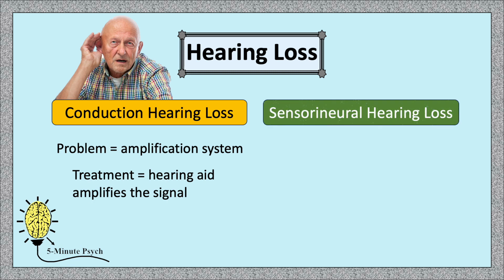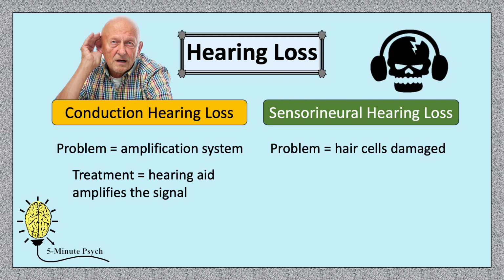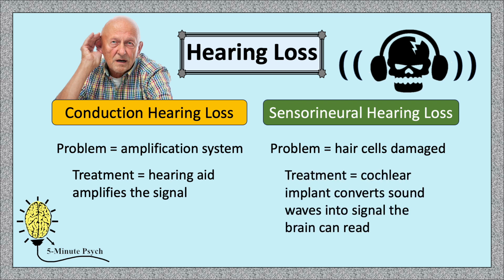But with sensory neural hearing loss, now the hair cells themselves are damaged and are no longer able to send signals to the auditory nerve. This is usually caused by exposure to loud sounds, and treatment here isn't as easy. The only option is a cochlear implant that translates the sound waves into a signal that the brain can read, bypassing the auditory nerve entirely. People who have this say the quality of sound isn't great, but it's good enough to understand speech.